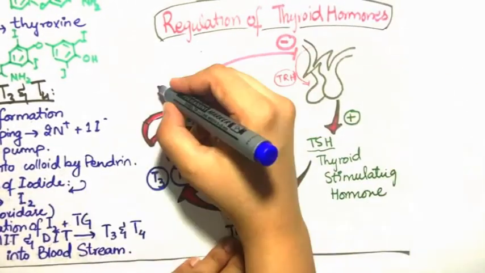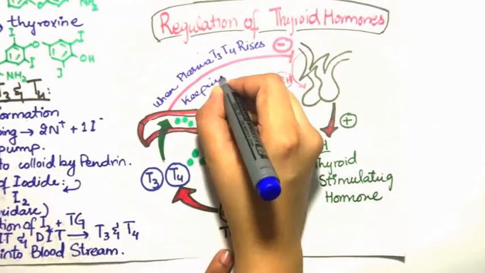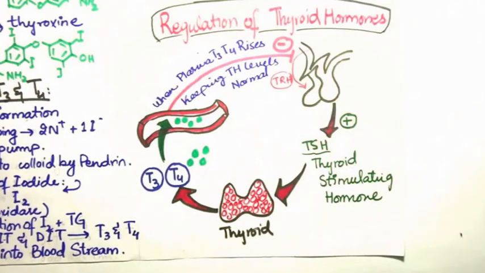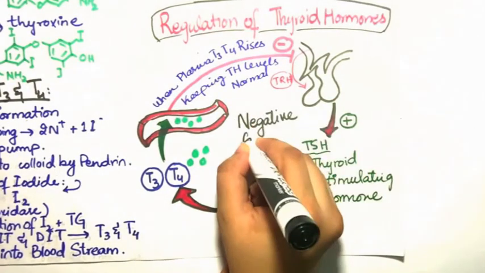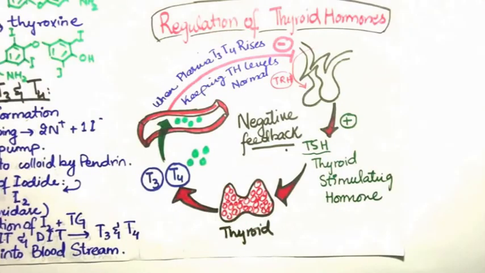So if there is any rise in T3 and T4 plasma level, it will give negative feedback to the hypothalamus and the pituitary gland to stop releasing TSH and TRH. So this is the negative feedback mechanism, in which if there is a rise in T3 or T4 level, or if there is a decrease in the T3 and T4 level in the blood, it will be detected by the hypothalamus and the pituitary gland through its receptors, and it will cause TRH and TSH to act accordingly.